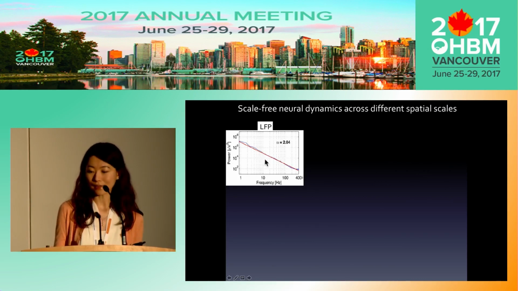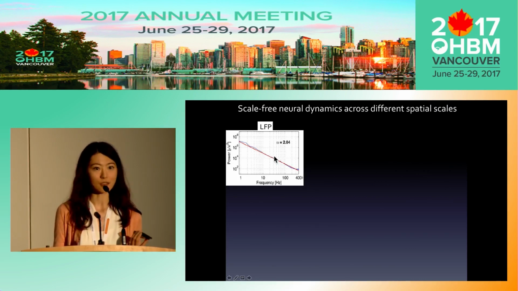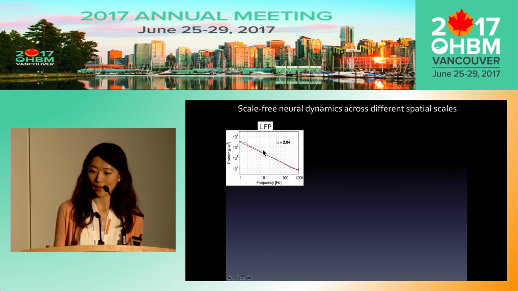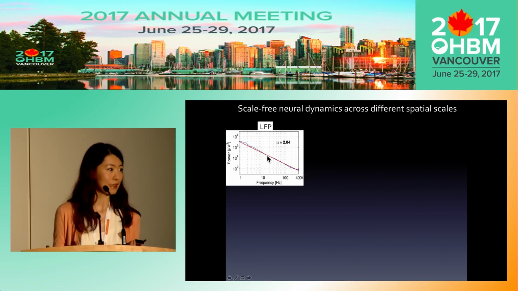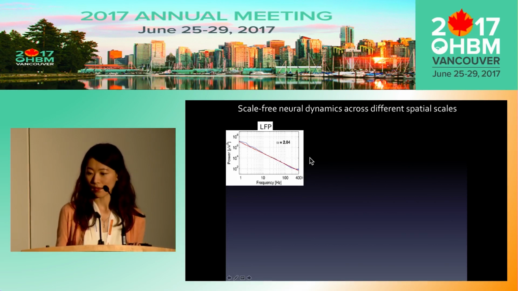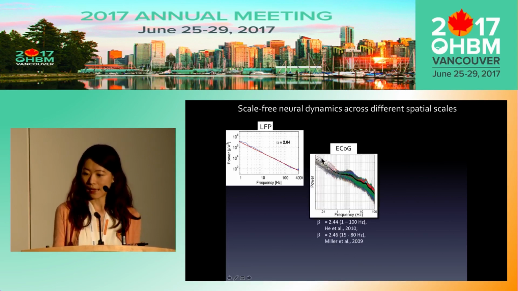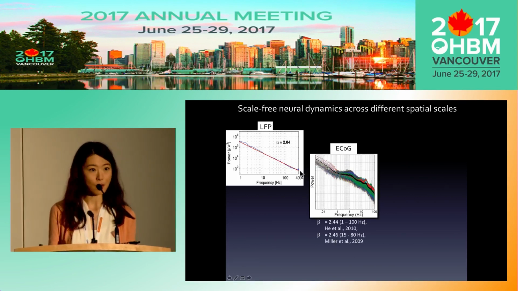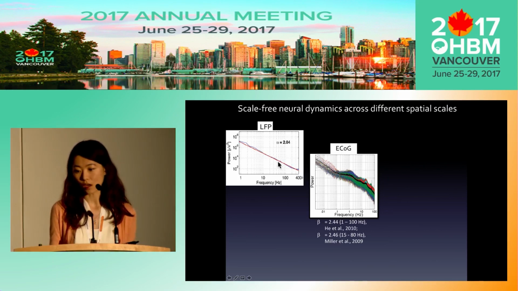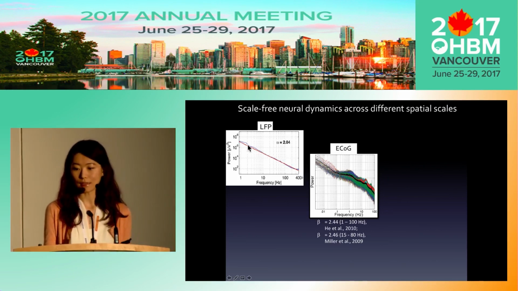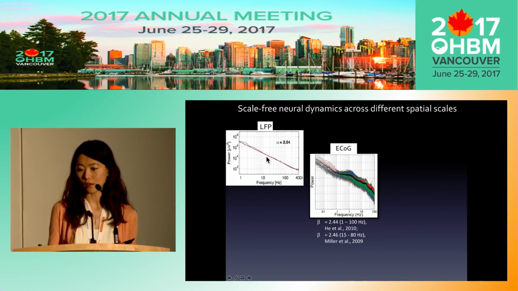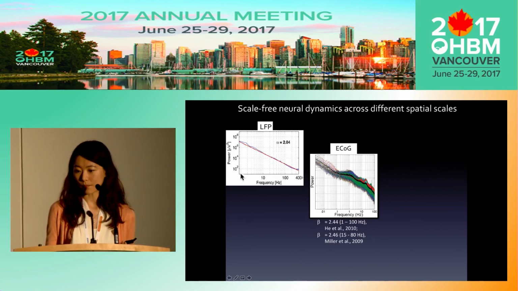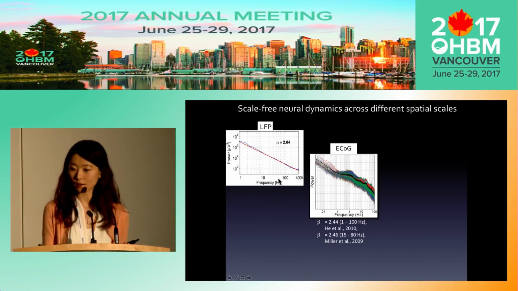This particular recording doesn't have much oscillations, but oscillations come and go, and 1/f activity is common across most recordings. In the ECoG, and by the way, the power law exponent, which describes this slope in the log-log plot, is about -2 for local field potential. This is a study from Christof Koch's group.